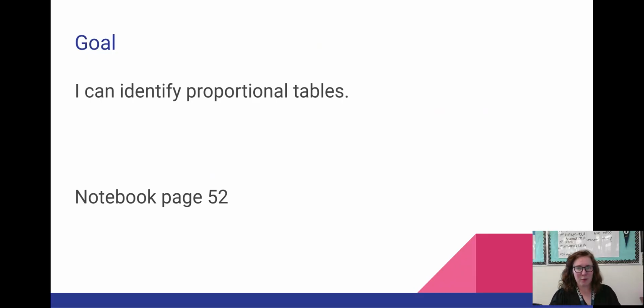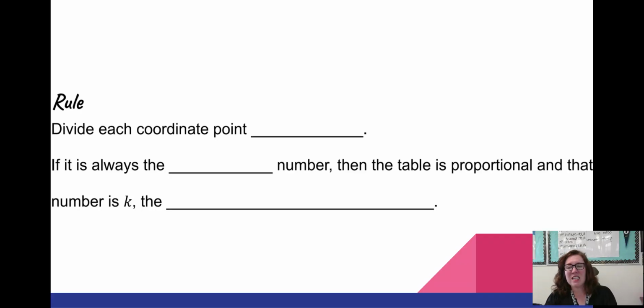Now we're going to identify proportional tables, and it's actually going to be very similar to fractions. It's going to be all about simplifying things. So divide each coordinate point. The way you have to divide it is y divided by x. You could also write it like this, y divided by x. But the reason I like it like this is because it looks like a fraction. And that's exactly what we were dealing with before.